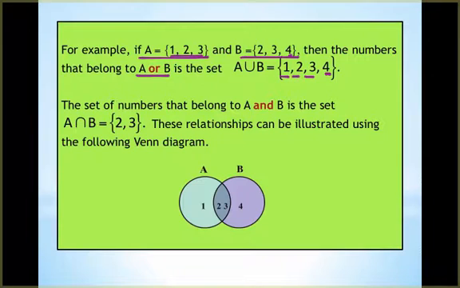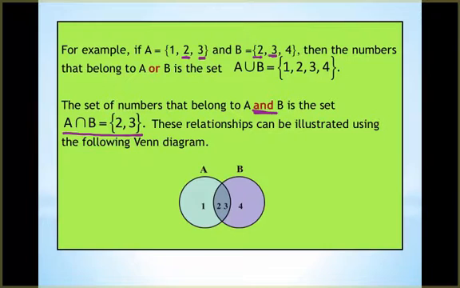Now, if we're doing an and problem, A and B, then it has to be numbers that are in both of those groups. So if I look at my two sets, the numbers that appear in both of those groups are 2 and 3. So the intersection of A and B would be the set 2 and 3.